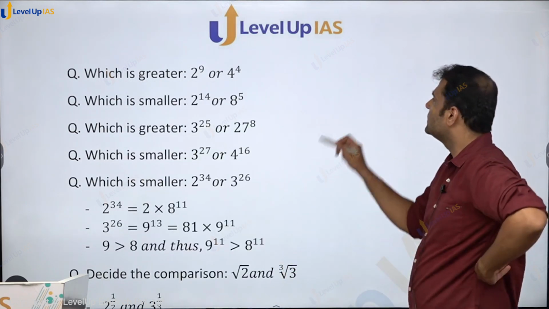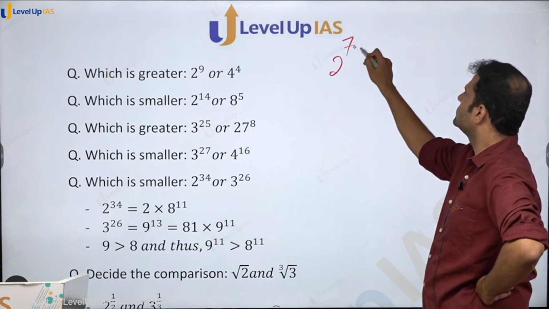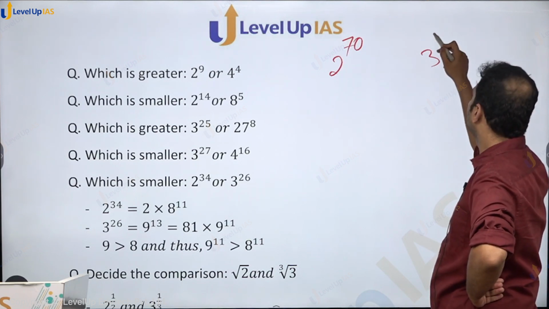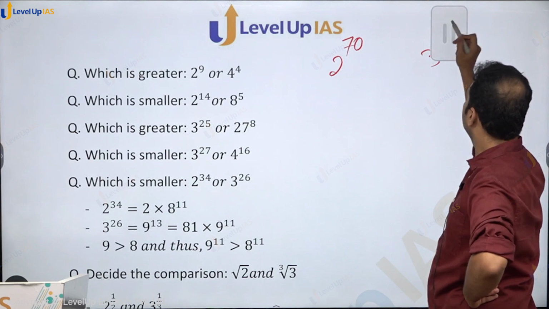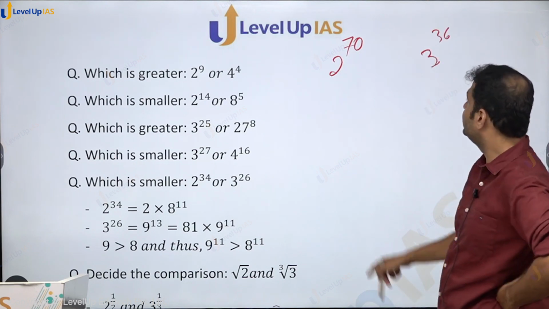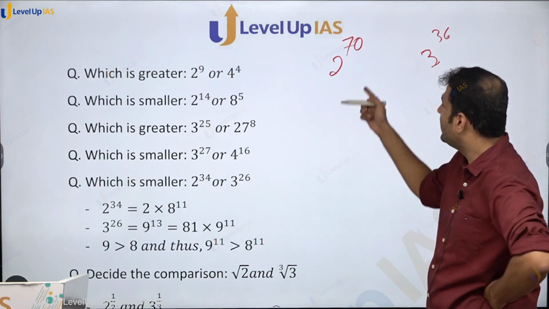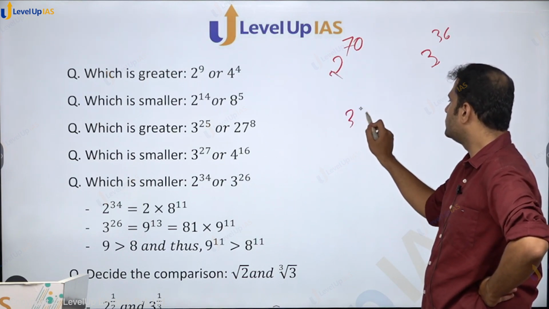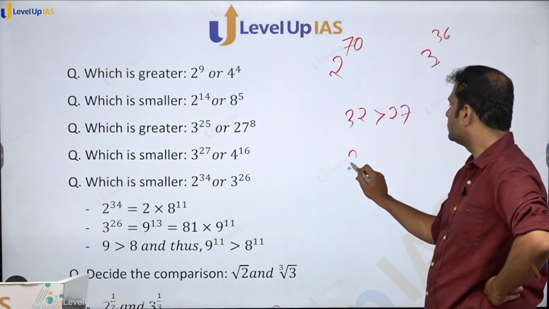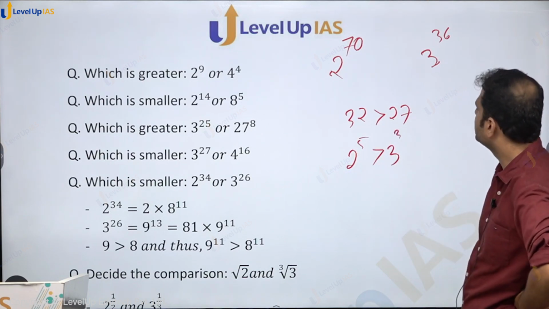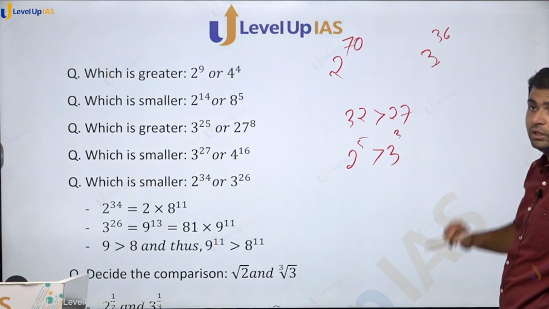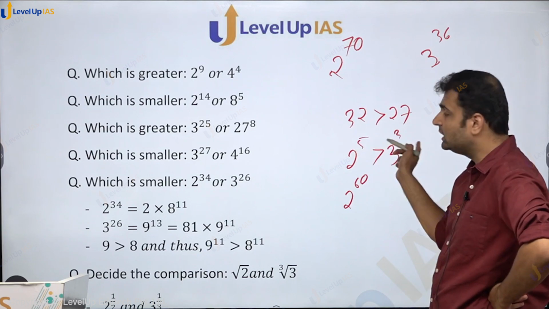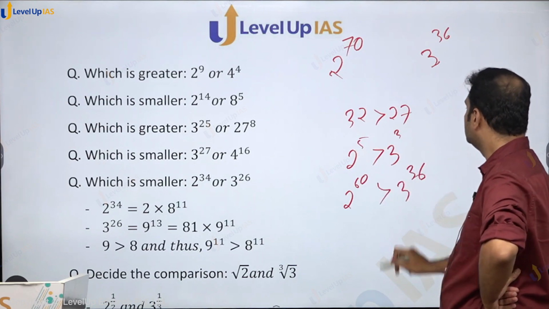I'll take one more example just to show you the reverse. 2 raised to 70 and 3 raised to, let us take 36. Now I think that 70 is a much bigger power. So my initial hunch is that this number would be bigger. So what do I do? I take a known power of 2 which is greater than a known power of 3. So 2 raised to 5 is greater than 3 raised to 3. Now I have to go to 36. So I'll take the 12th power. So I'll have 2 raised to 60 greater than 3 raised to 36, taking the 12th power of both the sides.